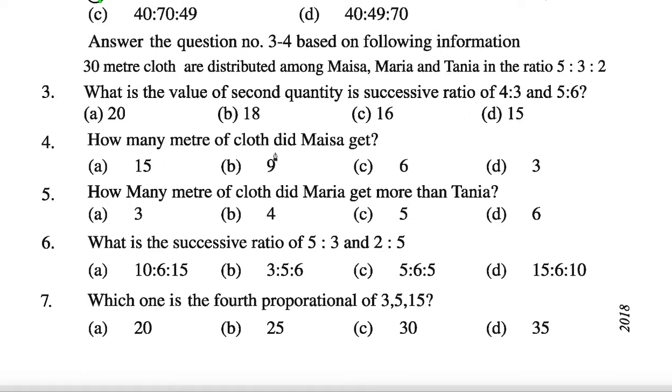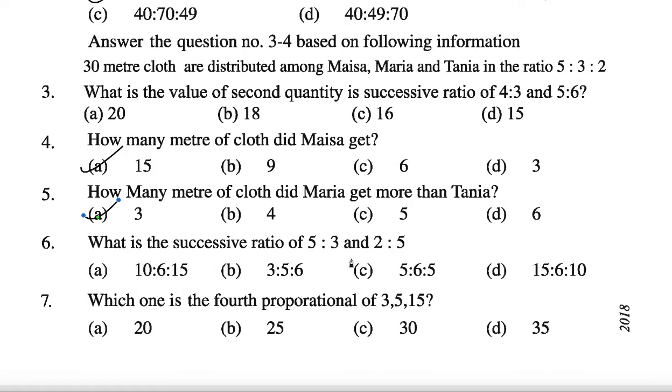That is 15 only. How many meters of cloth will Maisa get? 5 plus 3 plus 2, that is 10. So 5 by 10 into 30, that is 15. Yeah, 15. How many meters of cloth does Maria get more than Tanya? That is X. What is X here in this case? 3 meters. So 3 meter is the answer. Because Maria will get 9, she will get 6. 9 minus 6 is 3.